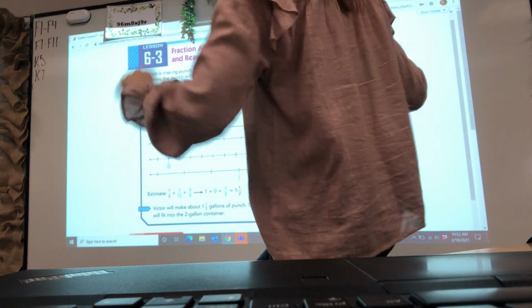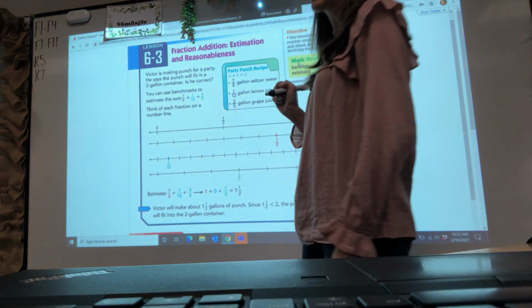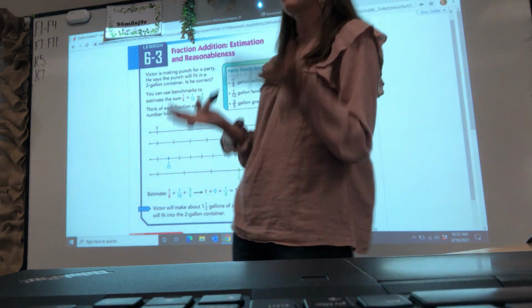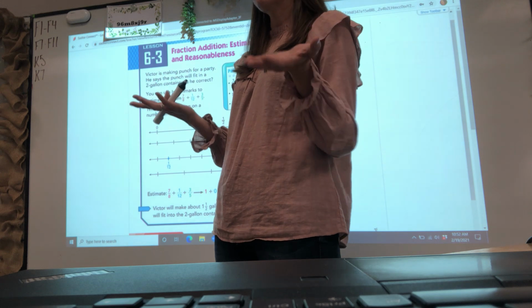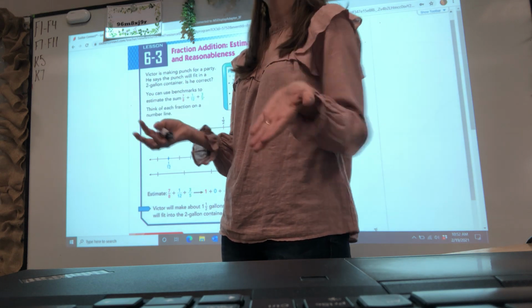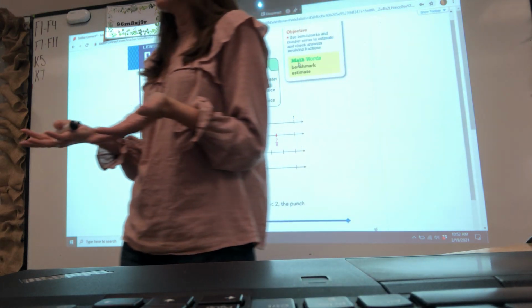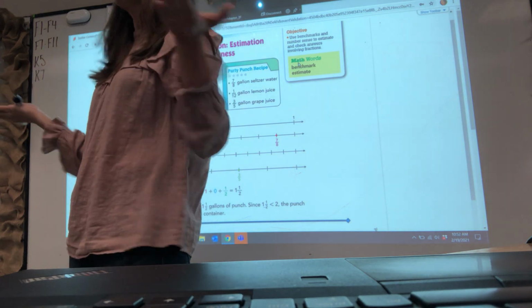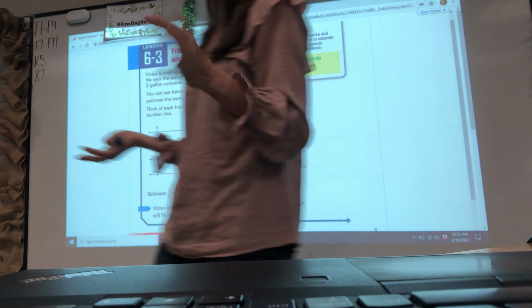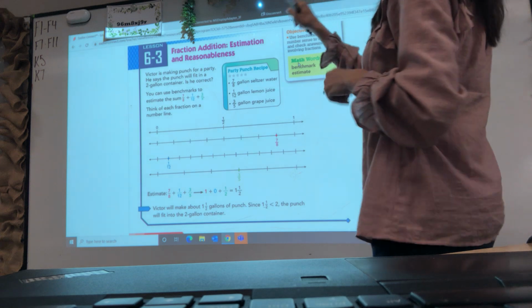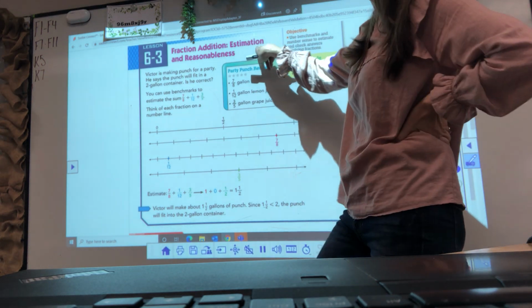Okay, so now that you are very proficient at adding fractions with unlike denominators, you're good at that, right? You know how to do it. You find the common denominator, you make equivalent fractions, and you add them. So, today we're going to do lesson 6.3. Let's look at what we're learning.